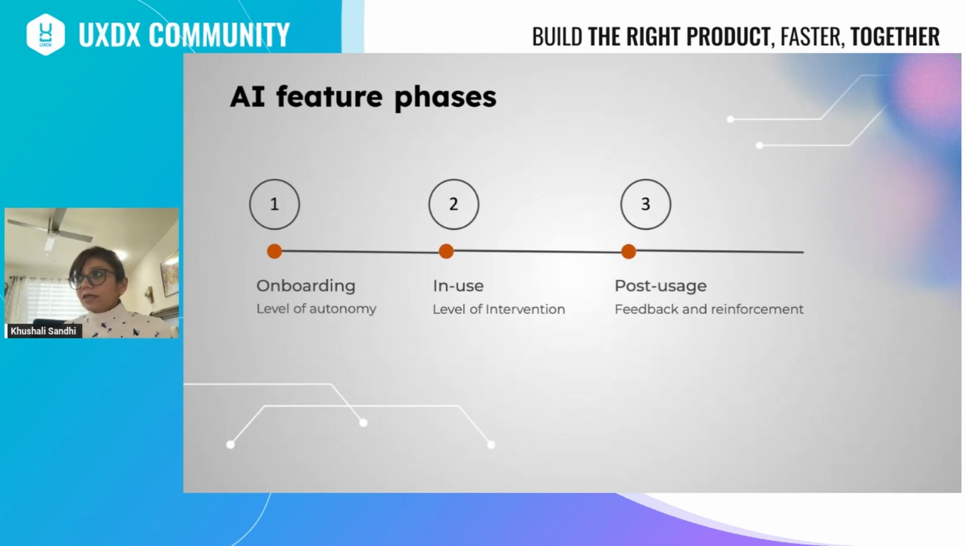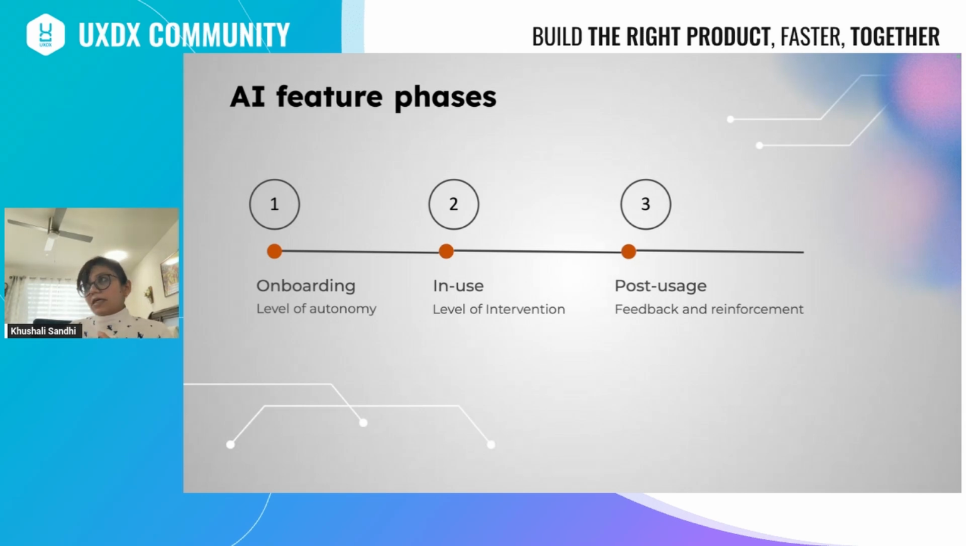We might need to also think about the level of intervention, how often the people will need to intervene, right? For example, if the customer is using a product to review the content that the AI has generated, then we might want to have an approval process before it actually gets to the end users. So I think we have to think about the level of intervention here while the product is in use.